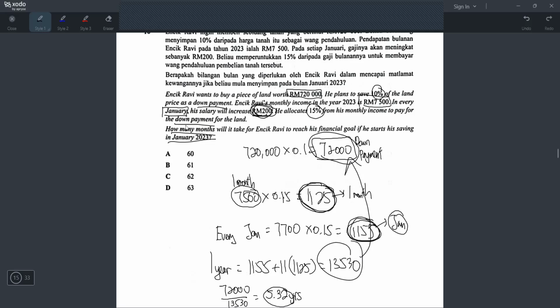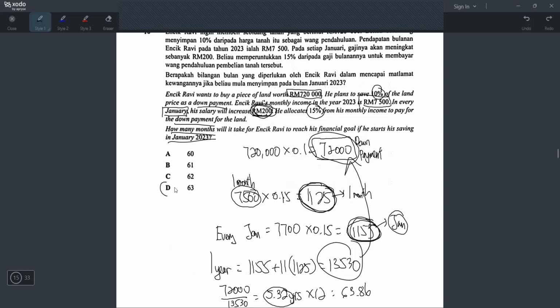But the soalan never asks you how many years. The soalan asks you how many months will it take for Encik Ravi. So to know how many months, I times 12 lah. But use the answer button. I don't recommend you to round off and tekan 5 times 12. Don't do that. Use the answer button. It means instead of pressing 5 times 12, you will press 5.3215077776 times 12. Okay, my calculator give me 63.86.